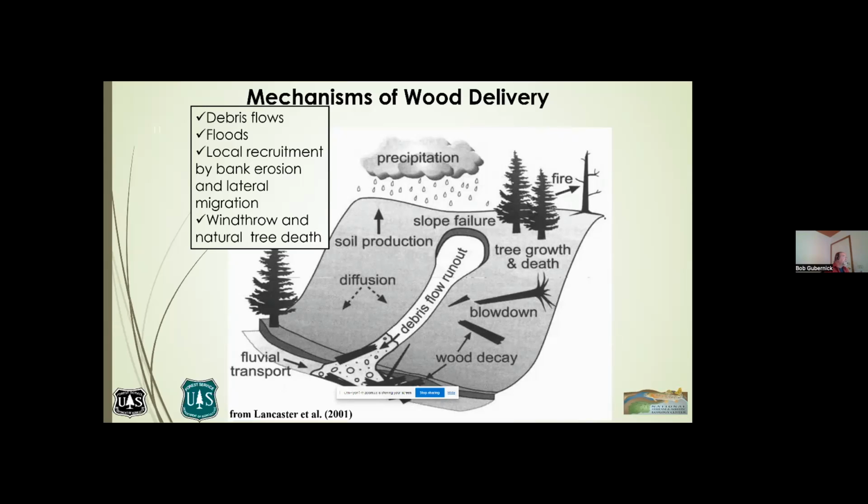So again, it's not that they're getting trees all the time. A lot of this is episodic based on flood, fire, essentially large precipitation events to get in there. But there's also smaller wood that's contributed either by blowdown, wood decay, etc., throughout the time of the stream.